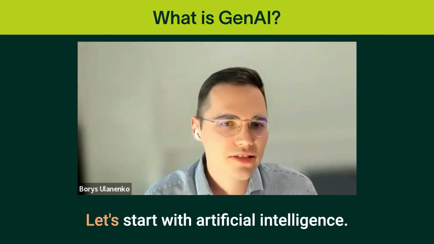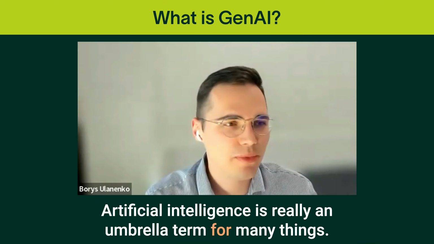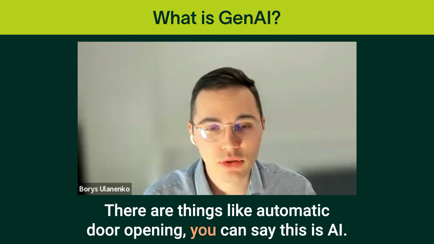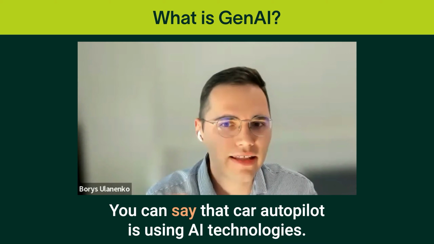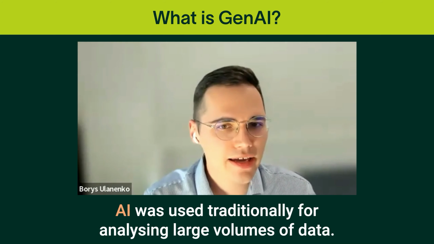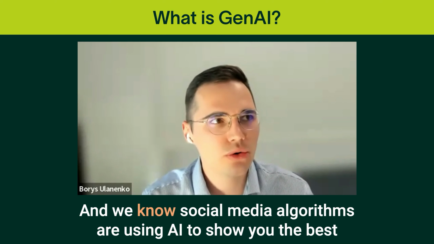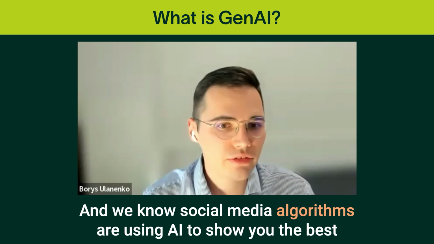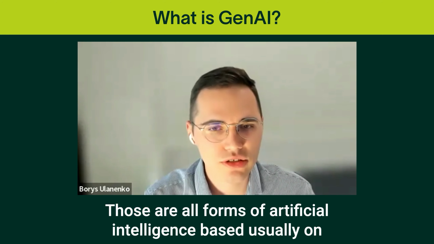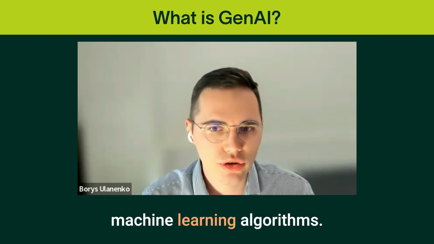Yeah, sure. Let's start with artificial intelligence. Artificial intelligence is really an umbrella term for many things. There are things like automatic door opening. You can say this is AI. You can say that car autopilot is using AI technologies. AI was used traditionally for analyzing large volumes of data, and we know social media algorithms are using AI to show you the best content that you will engage with. Those are all forms of artificial intelligence based usually on machine learning algorithms.